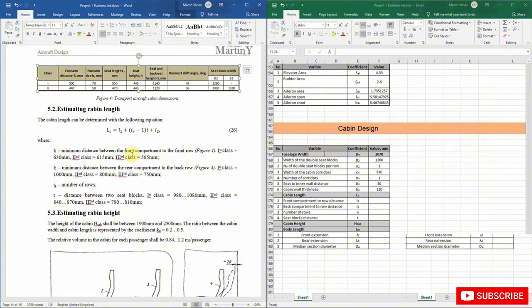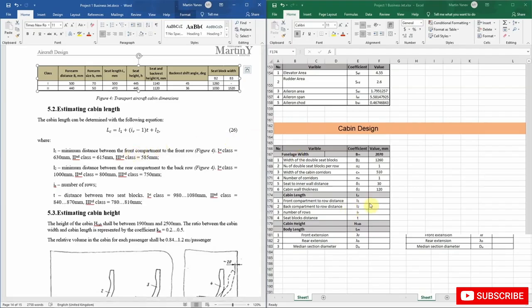quality of our services. Then the number of rows is marked by IR, okay, and then the distance between two seat blocks. As I told you, the seats are placed by blocks, so the distance between two seat blocks is going to be for first class between 980 and 1080. Okay, and you can see how big a difference there is between the first and the third class, and this is because for third class, as the tickets are cheaper, the airlines are trying to accommodate as many passengers as possible.